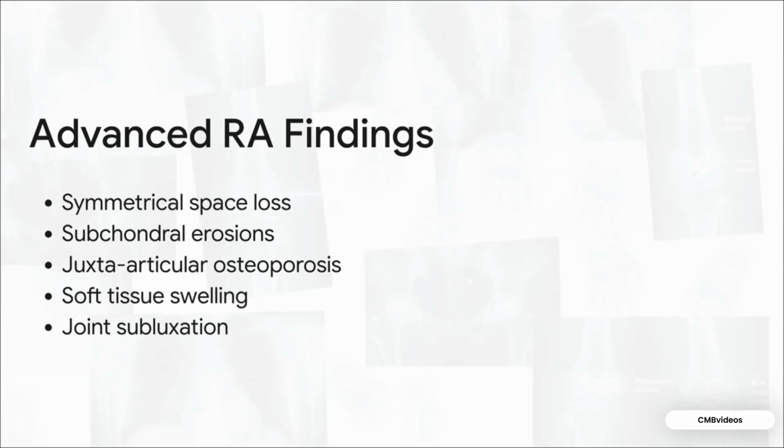Unlike the non-uniform wear of OA, the joint space loss in RA is uniform and symmetrical. You're going to find marginal subchondral erosions, juxta-articular osteoporosis, severe soft tissue swelling, and eventually devastating joint subluxation and collapse. And this whole destructive process frequently targets the small joints of the hands and wrists.